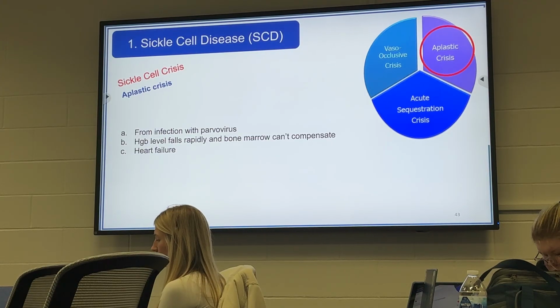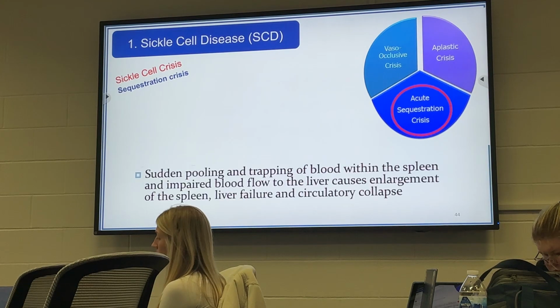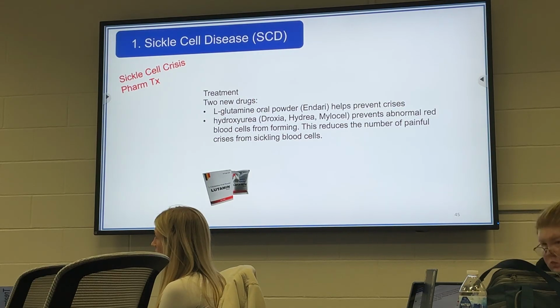Aplastic is another type of crisis. This is the crisis that occurs when the cells bunch up within the spleen. We have lots of treatments that we can do. There are some great things happening to prevent the cells from getting bunched up.